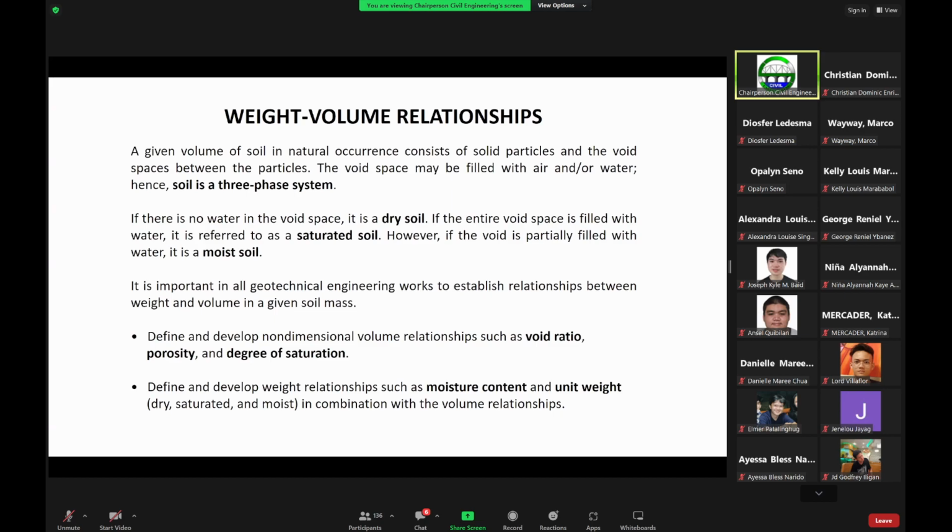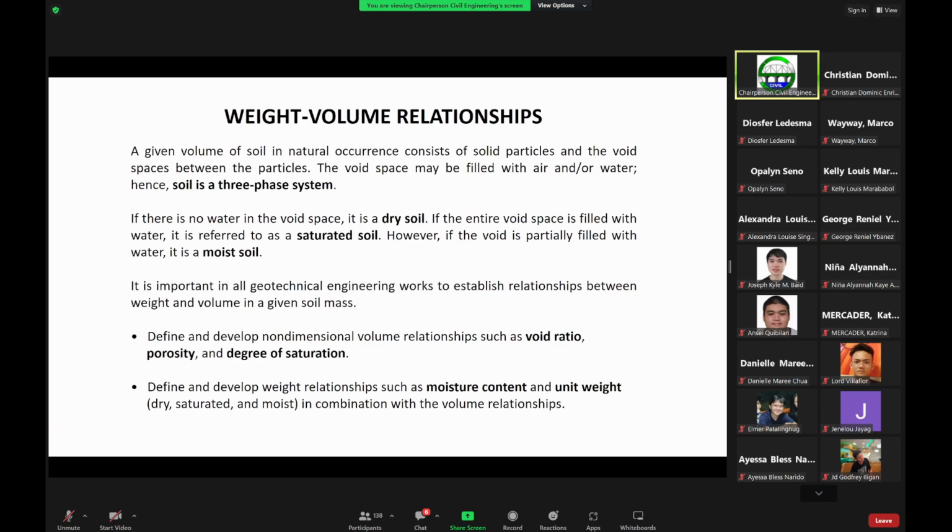However, if the void is partially filled with water, that means some parts of the void are filled with water and the other parts are filled with air, then according to Professor Das, who is the author of the book Principles of Geotechnical Engineering, where I got all these things that I presented here, you can just basically read the book. According to Das, he calls it a moist soil.